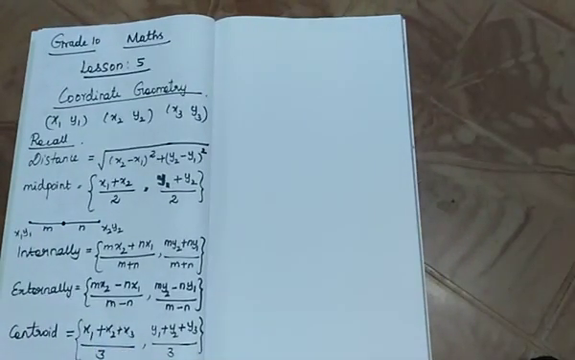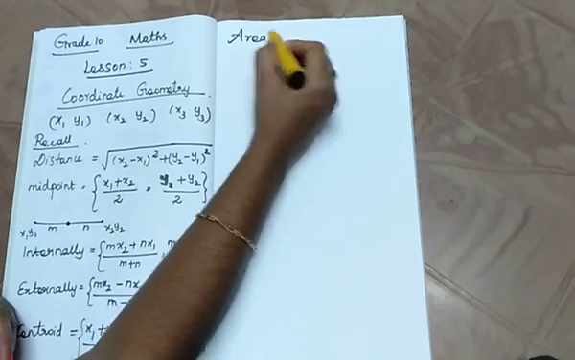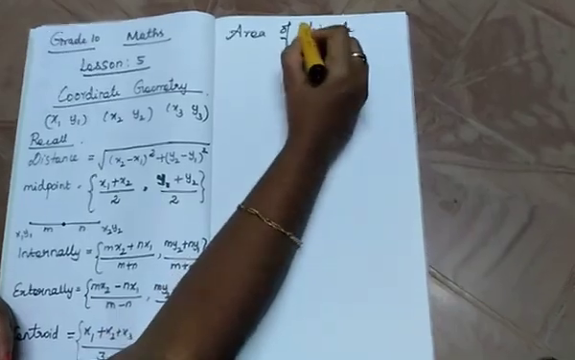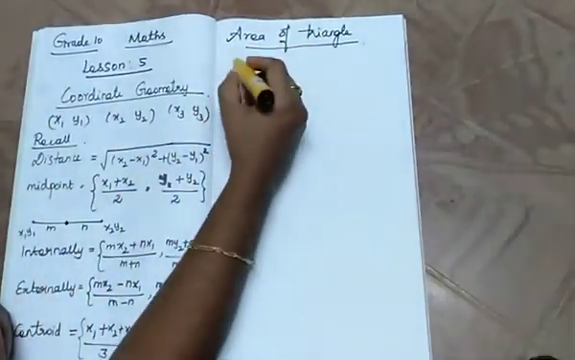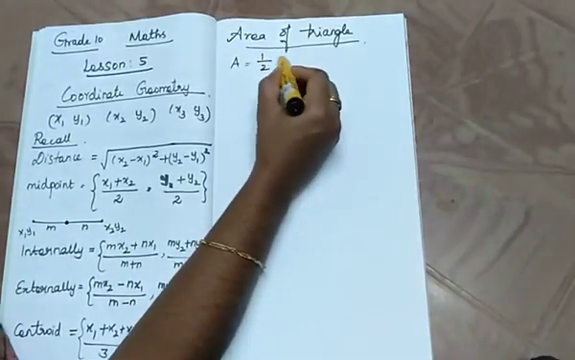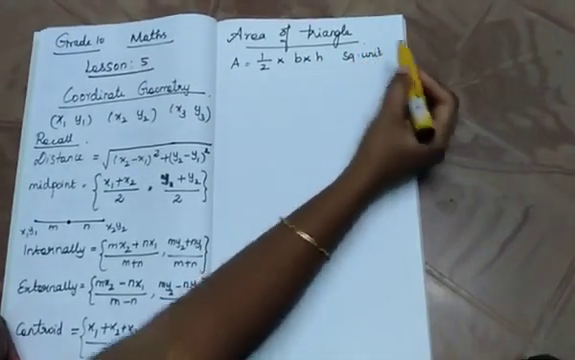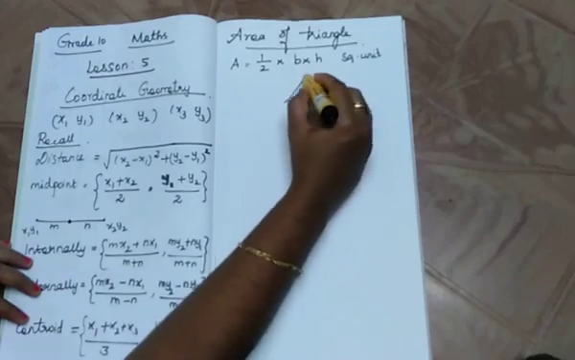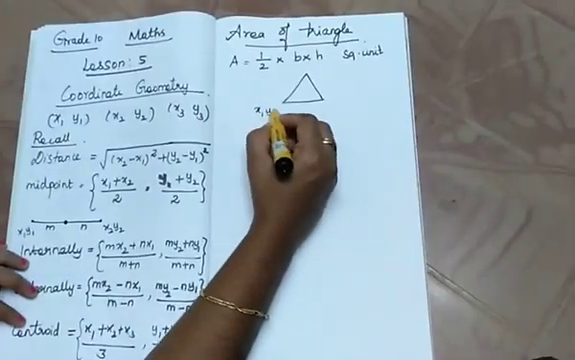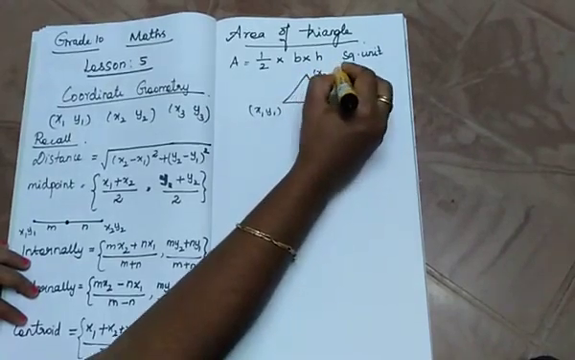Let us move on to our first topic. We are going to learn, if points are given, how to find the area of a triangle. As you all know, the area of a triangle is equal to half into base into height. Since a triangle has 3 sides, how many points will be there? x1, y1, x2, y2 and x3, y3.